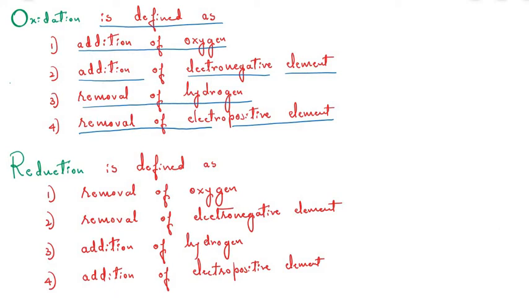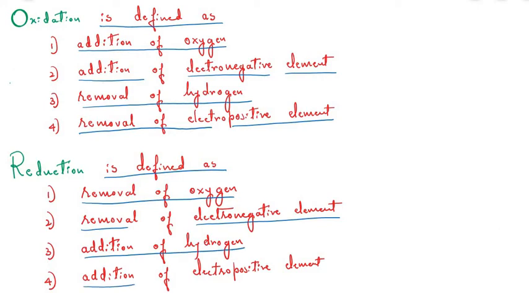So reduction is defined as follows: removal of oxygen is called reduction, removal of an electronegative element is called reduction, addition of hydrogen is called reduction, and addition of an electropositive element is also called reduction. Is it clear, students?